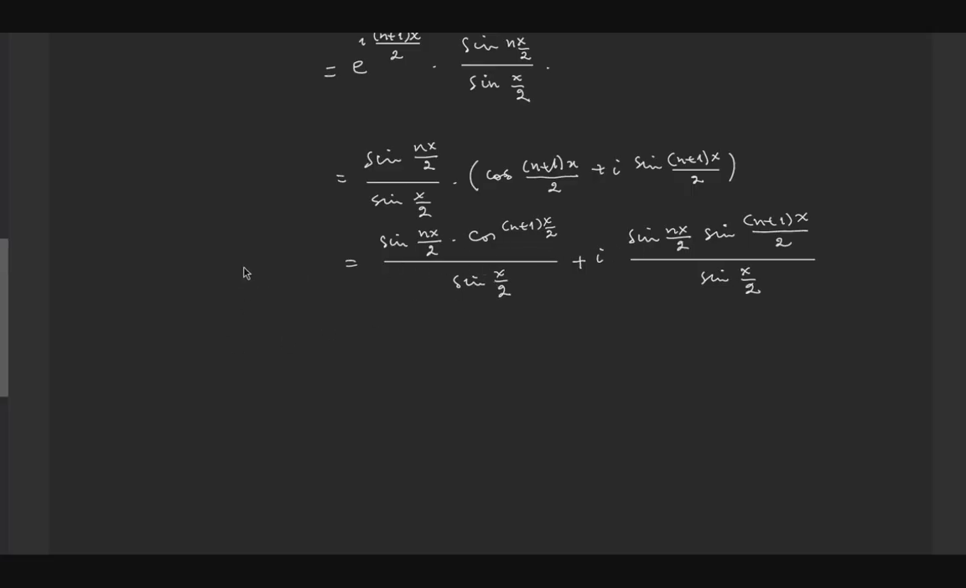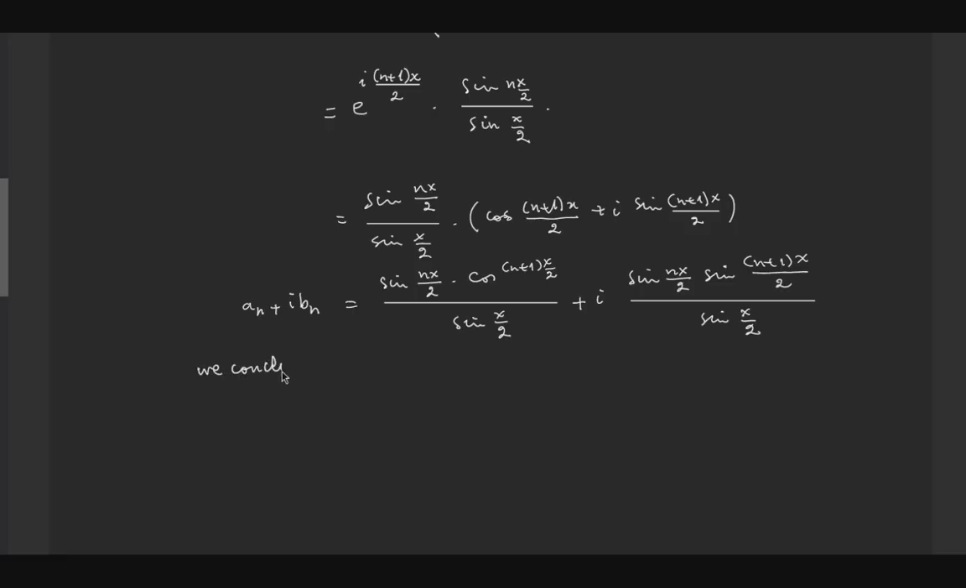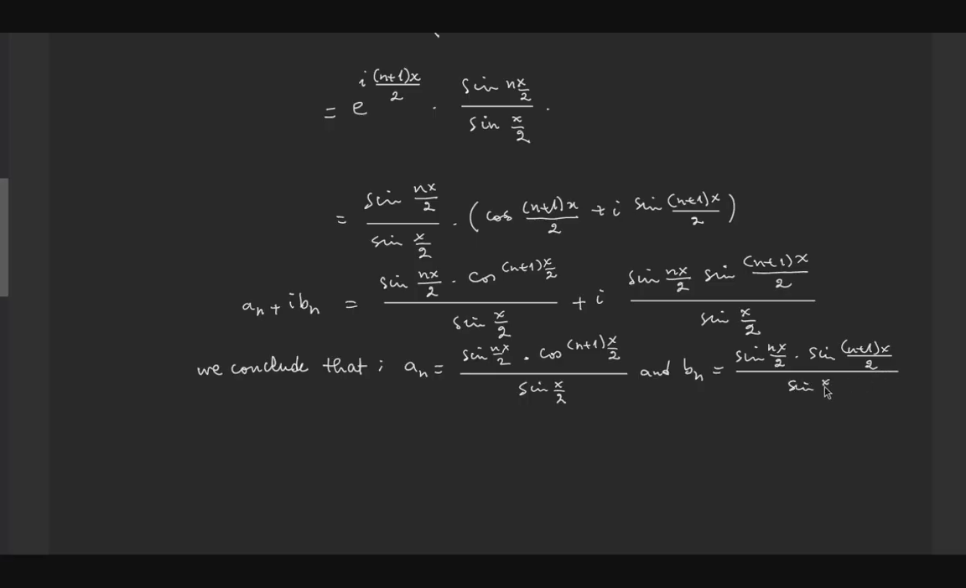Let's not forget this is an plus i bn. We conclude from that equality that an is equal to sine nx over 2 times cosine (n plus 1) x over 2 over sine x over 2, and bn is equal to sine nx over 2 times sine (n plus 1) x over 2 over sine x over 2. Good.